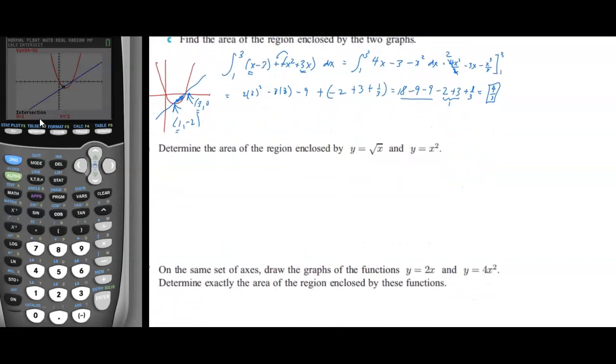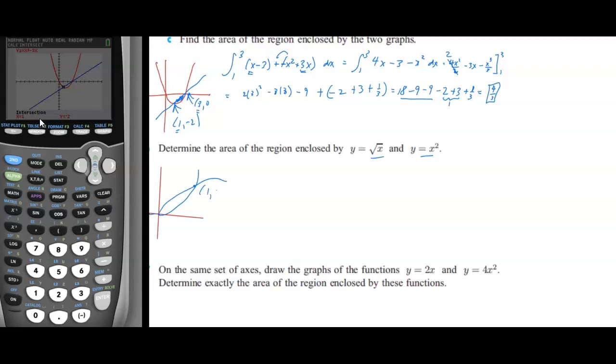Okay, determine the area of the region enclosed by y equals square root of x and y equals x squared. We actually know how to graph both of these without using the calculator, so we'll just do that. Remember that x squared is just your parabola. Square root of x is a sideways parabola, one side only.